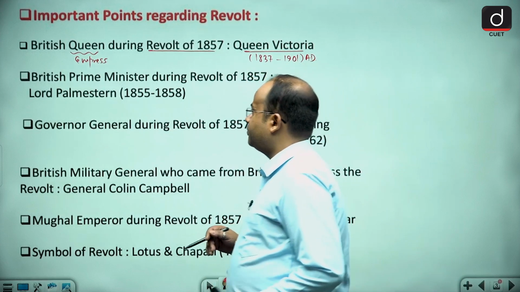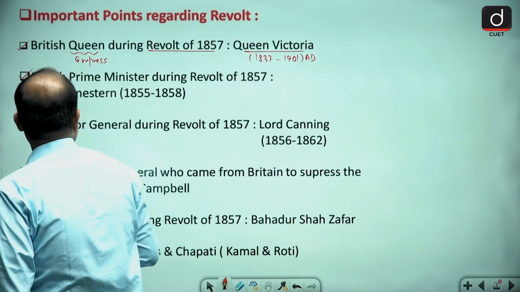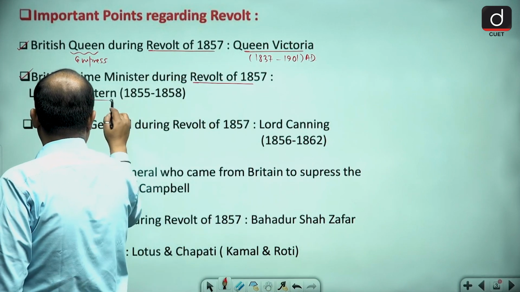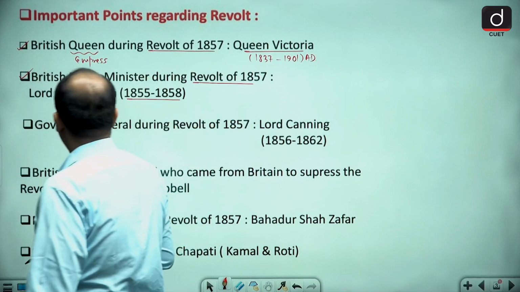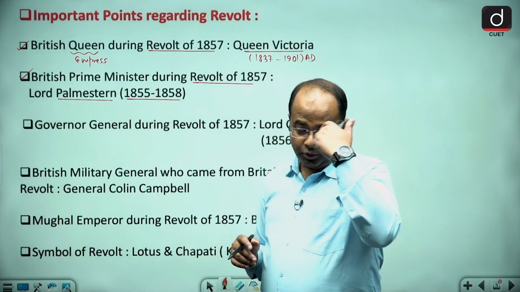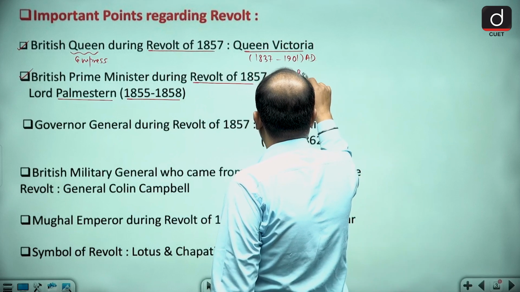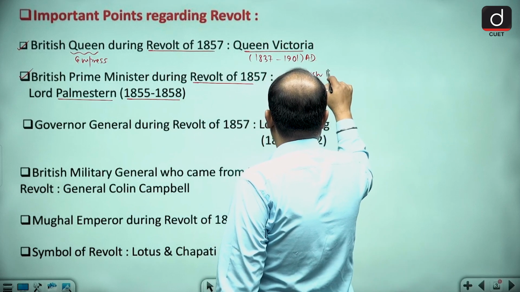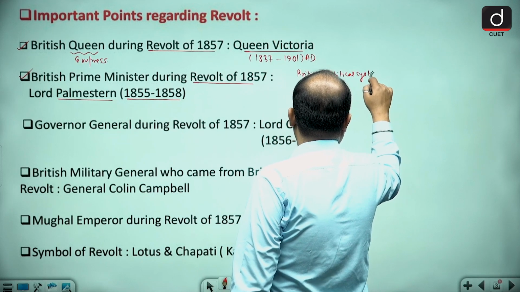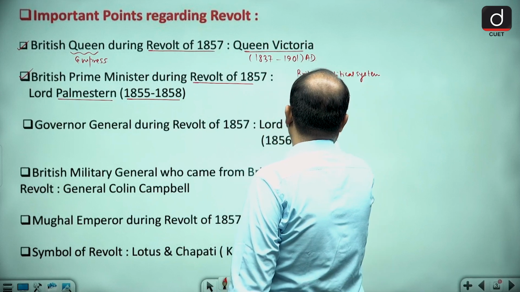Now guys, who was the British Prime Minister during the Revolt of 1857? That was Lord Palmerston, and he was the British Prime Minister from 1855 till 1858. The British political system that you can find is a democratic monarchy.